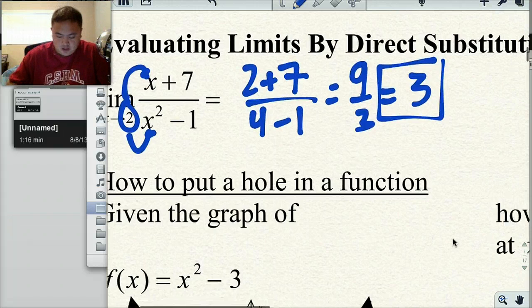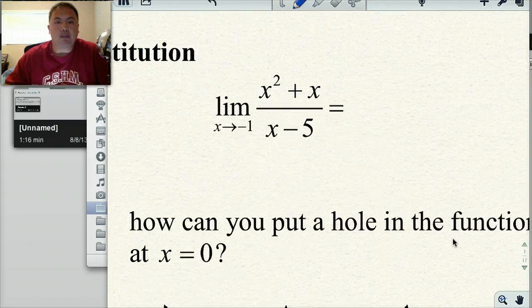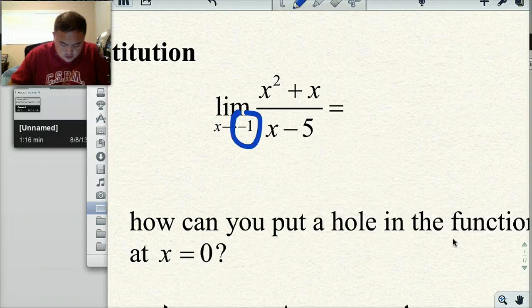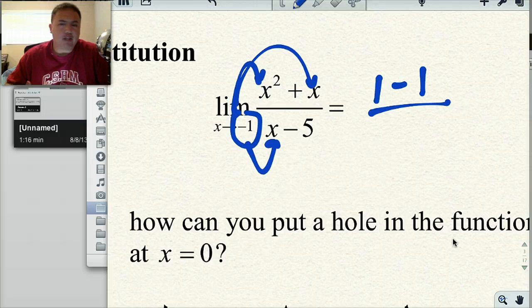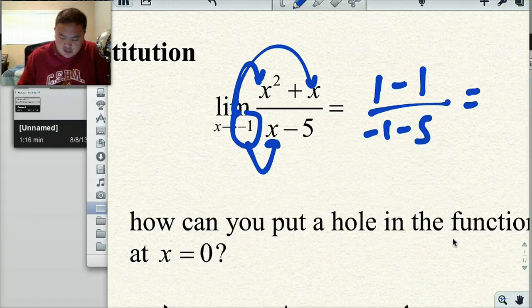Okay. See another example. This one I have limit as x goes to negative 1. This time I have 3 x's, so negative 1 is going to go into this x, and this x. Negative 1 squared is 1, plus a negative 1, which is minus 1. I'll plug negative 1 into the denominator, I get negative 1 minus 5. So on the top I get 1 minus 1, which is 0. On the bottom I get minus 6.